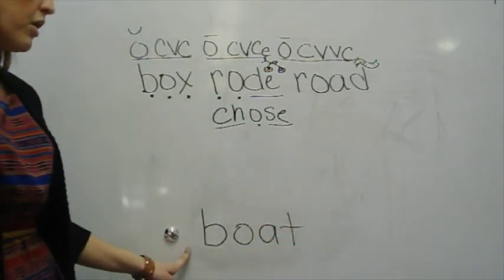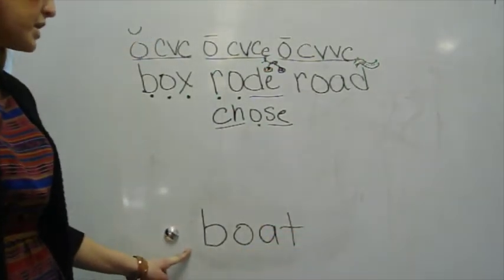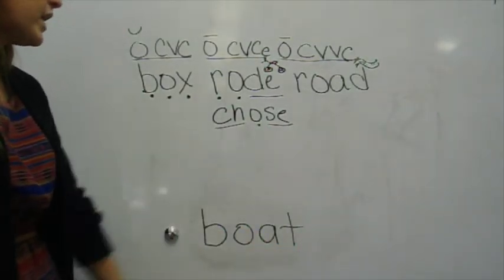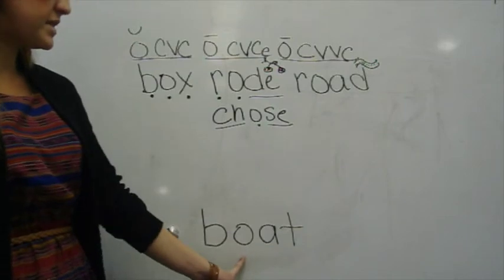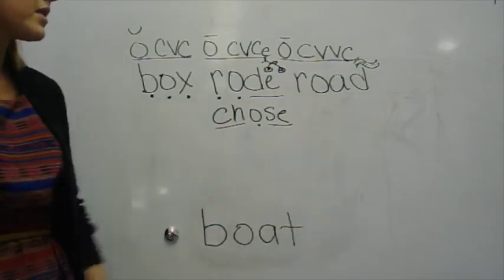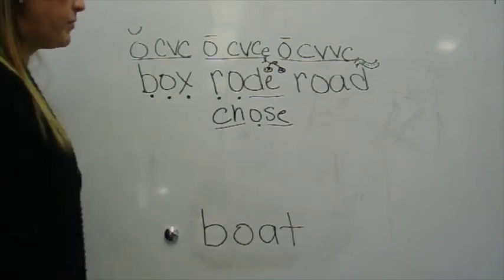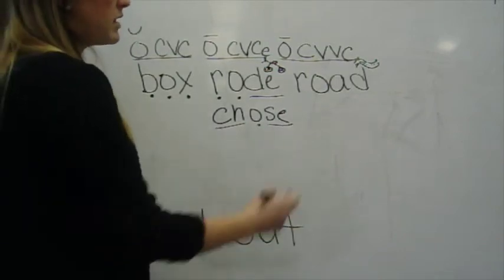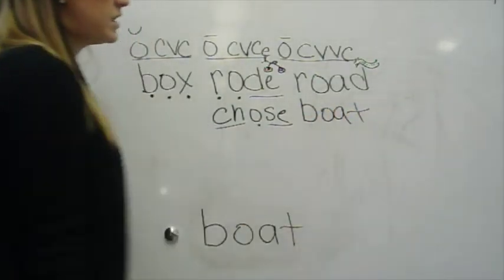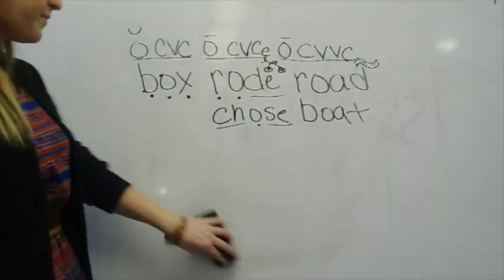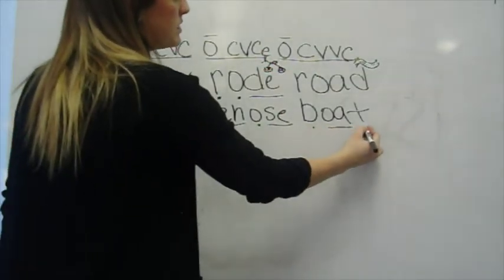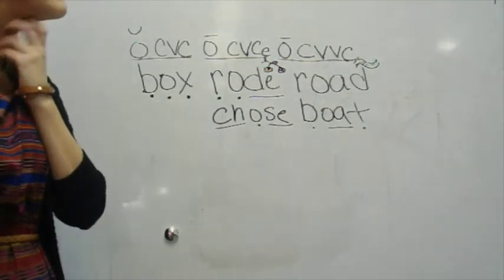This is the word boat. Let's say your sounds for boat. B-o-t. Boat. Two vowels go walking, the first one does the talking, and it says its name. So I know that boat goes under column 3, like in road. Let's say and write boat under column 3. B-o-t. Boat. And dot and dash those sounds. B, o, t. Boat.